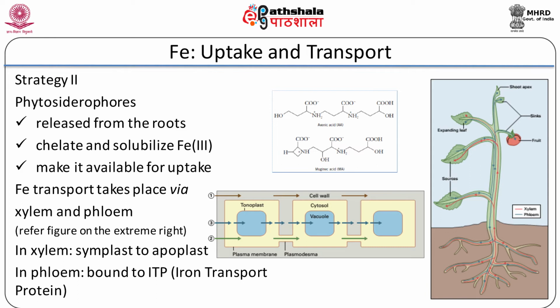In the xylem, iron ligand complex diffuses through symplast to the stele and is released into the apoplast. Iron is bound by citrate and other compounds in the xylem to be released in the transpiration stream.